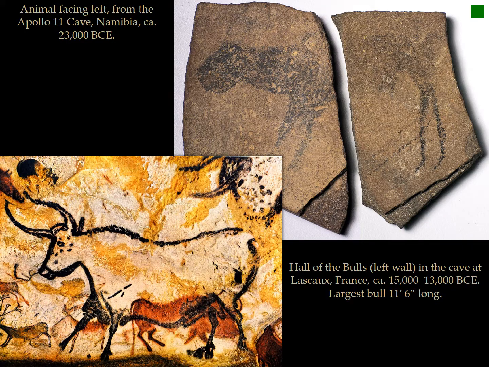Here we have the same type of composite view, with animals seen in profile but showing all four legs. This would be a common motif throughout the Paleolithic period.